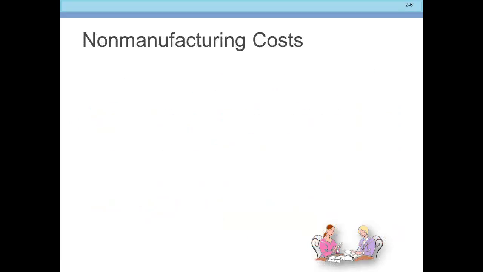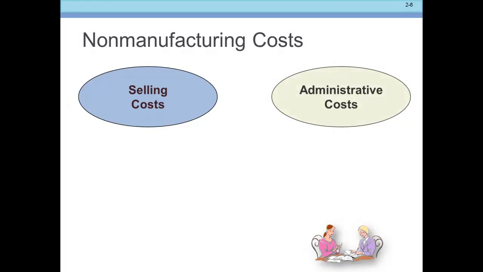A manufacturing company incurs many other costs in addition to manufacturing costs. For financial reporting purposes, most of those other costs are typically classified as selling costs and administrative costs. These costs are also called selling, general, and administrative costs, or SG&A. Selling and administrative costs are incurred in both manufacturing and in merchandising companies.